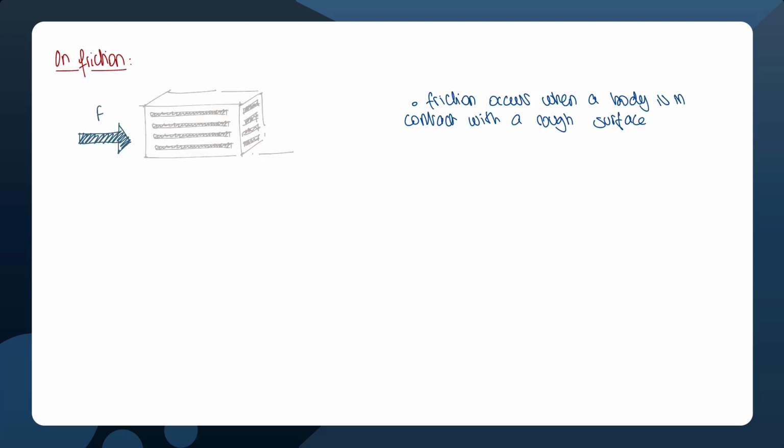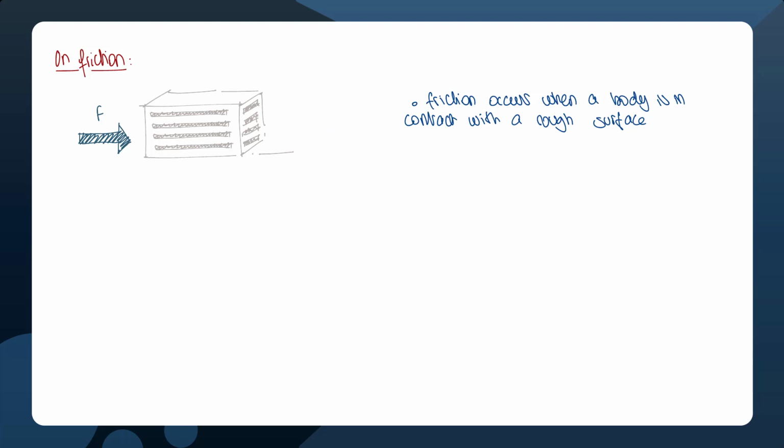Now I would like to say a couple of words about friction and springs. Let me start first with the notion of friction. Friction generally occurs when a body is in contact with a rough surface. So far, when we've sketched a box and analyzed its motion, we have assumed a smooth surface, a surface which does not cause any friction.